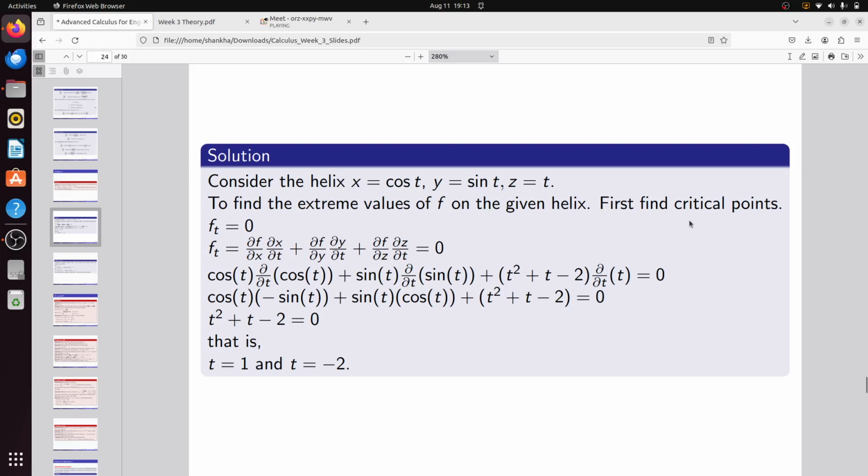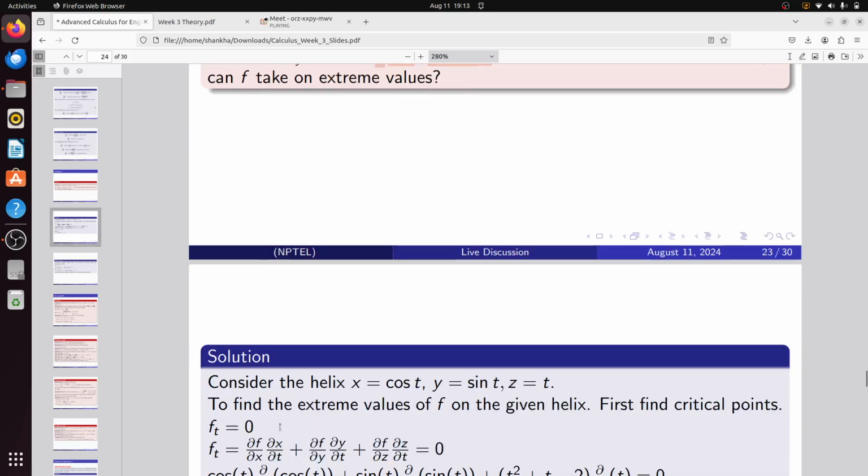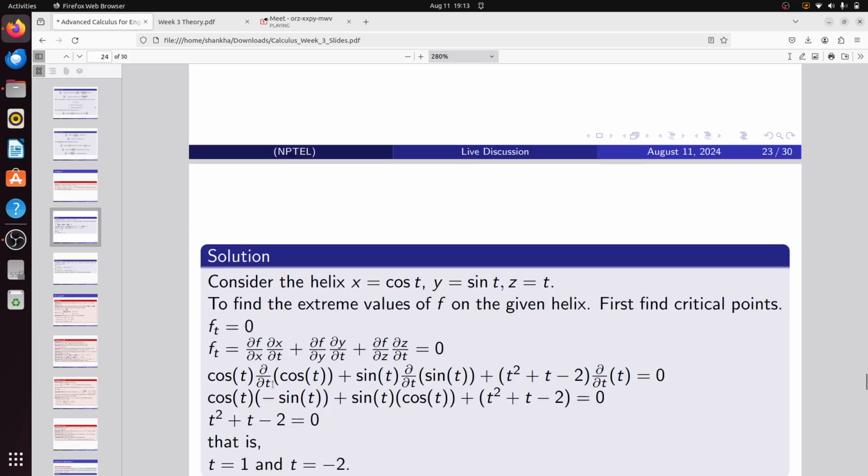So how to determine critical points? You need to set del f del t equal to 0, because that function depends upon t only. So what is ft? ft equals del f del x del x del t plus del f del y del y del t plus del f del z del z del t. Now what will be this answer? Del f del x is given as cos t, and then del x del t, because you are determining on the helix only, so x is cos t on the helix. So del t of cos t will be minus sin t.